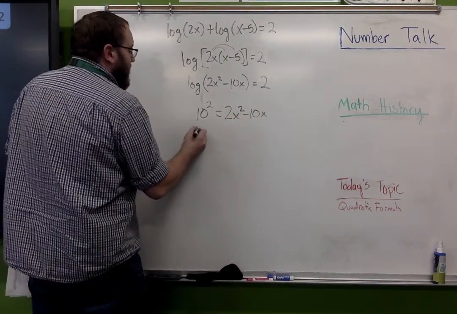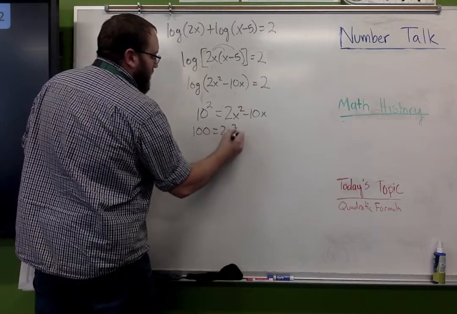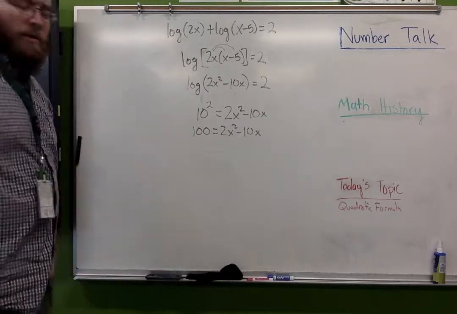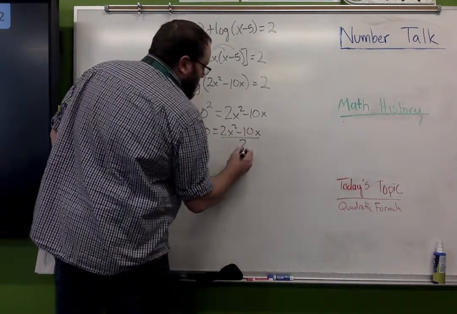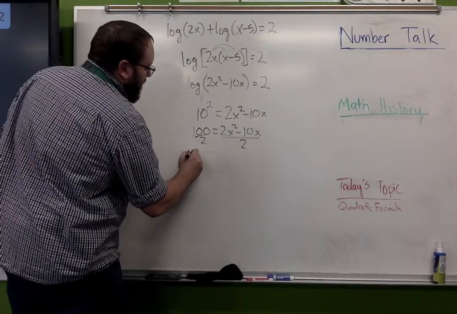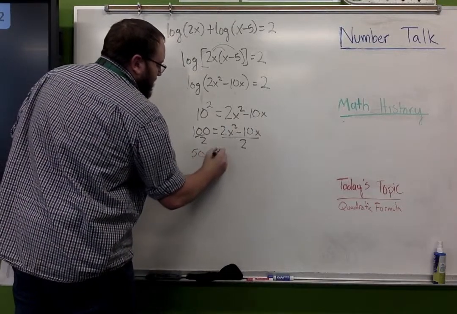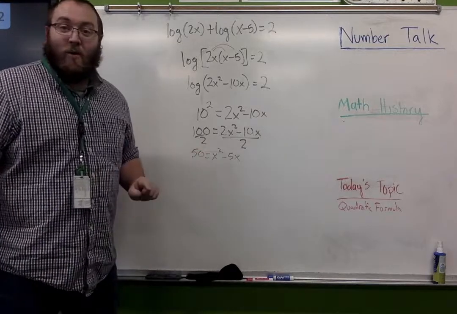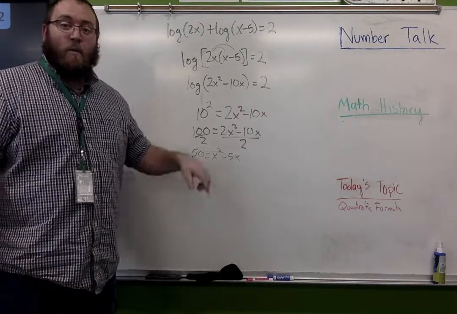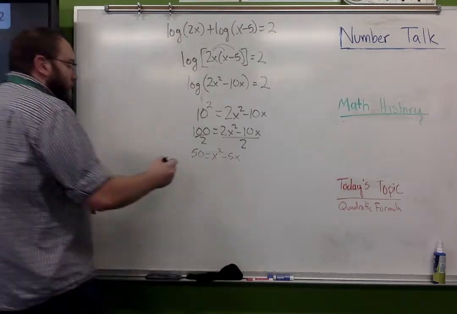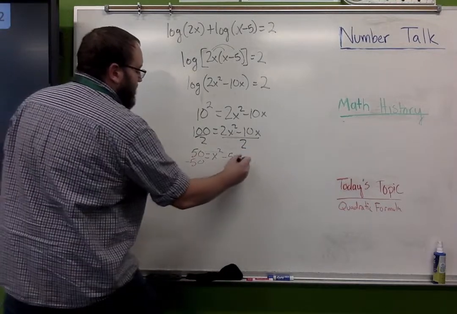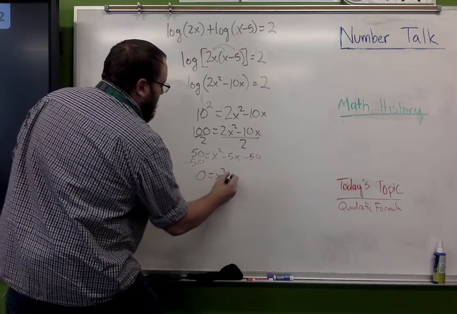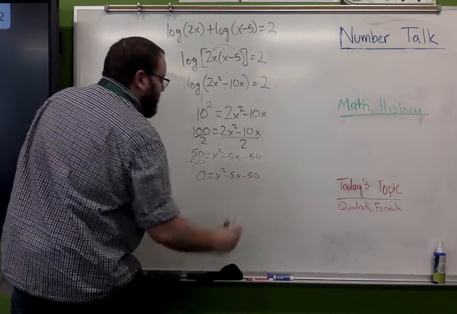Simplify, 10 squared is 100. All right, well, let's see, everything's divisible by 2, so let's divide by 2 on both sides to make our numbers a little easier to work with. So here we've got 50 is equal to x squared minus 5x. Oh, we've got an x squared, a quadratic, solved by factoring: everything on one side, 0 on the other. So I'm going to subtract 50 from both sides. So we've got 0 is equal to x squared minus 5x minus 50.